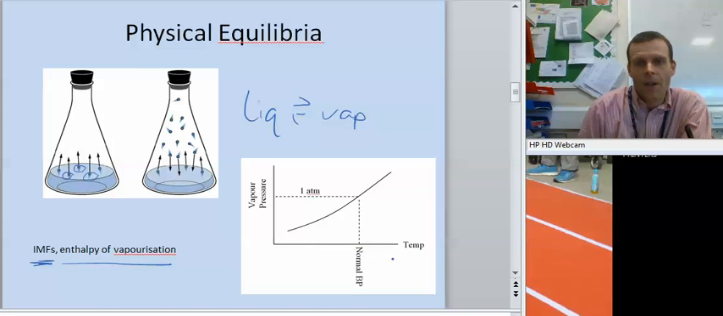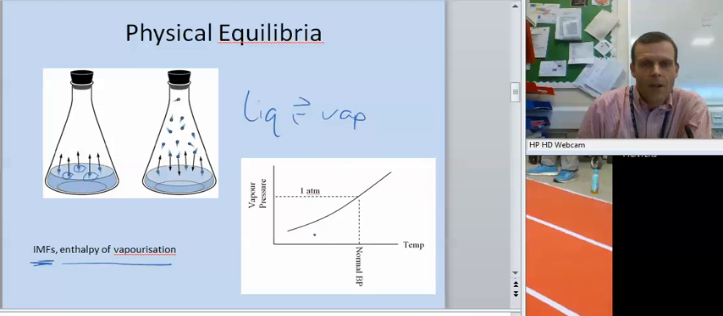So hopefully you can understand as well that temperature is going to play a very significant part in this. So if we heat this up, more of the particles have enough energy to overcome their intermolecular forces and form a vapor. As a result, the vapor pressure increases.